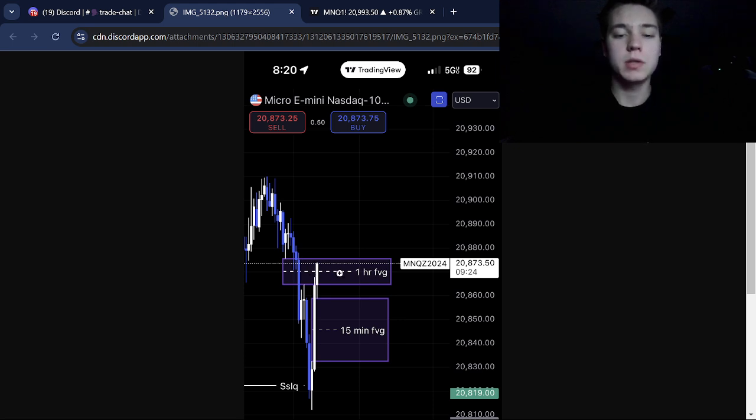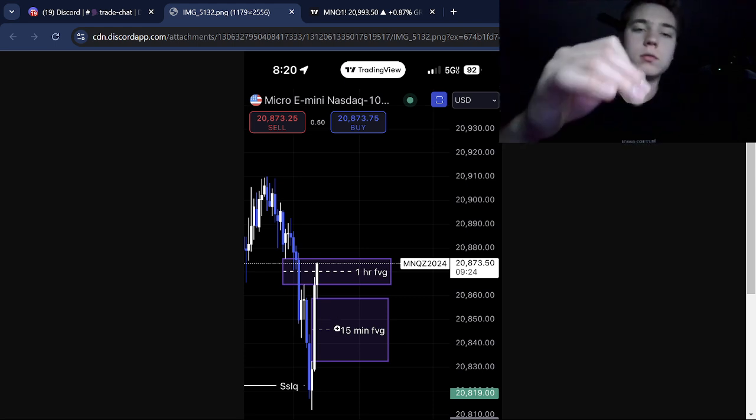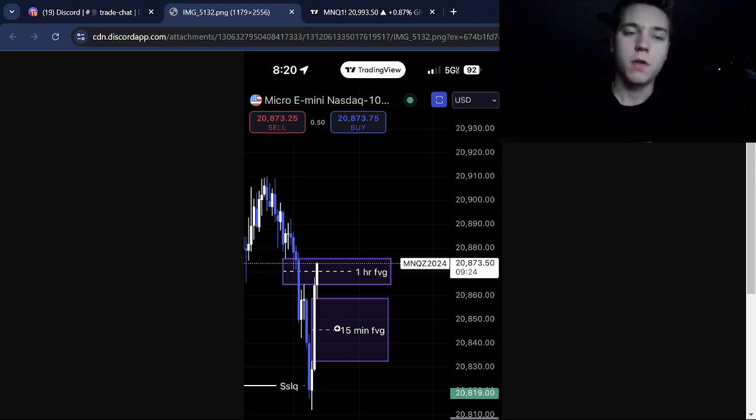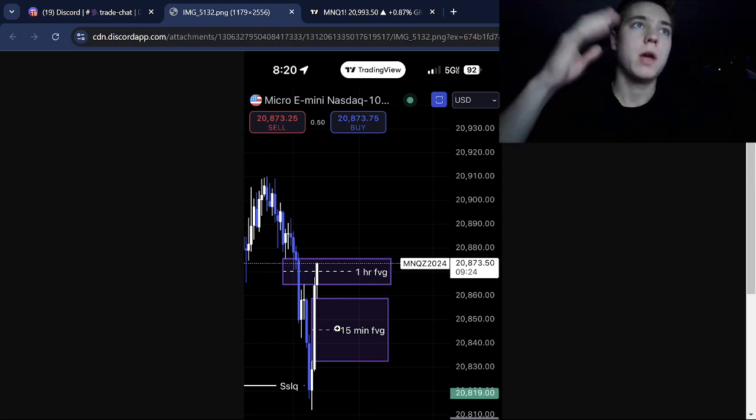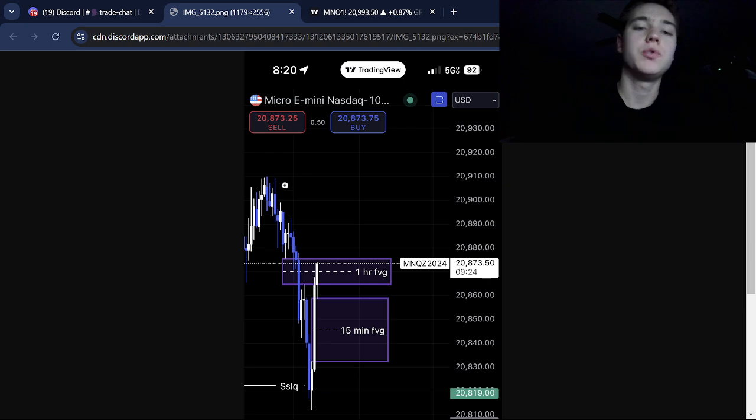Now I'm going to want to see it respect that fair value gap, come down, then continue on to the 15-minute time frame to respect that. Go down to the 1 or the 5-minute time frame. Find some kind of fair value gap or inverse fair value gap that will take me to this buy side liquidity up here.